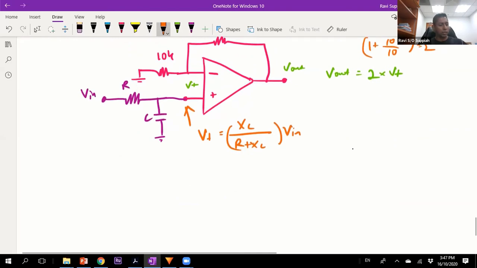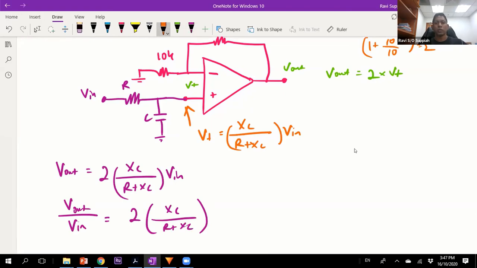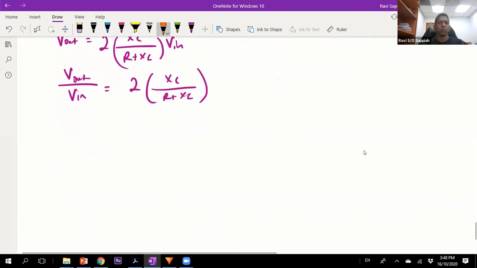With this, what you can do next is combine these two together. You can write that V out is equal to 2 into XC over R plus XC into V in. So V out over V in is 2XC over R plus XC. Now let's look at this in more detail. How do you simplify or analyze 2XC over R plus XC? XC is 1 over J omega C, and this is divided by R plus 1 over J omega C.